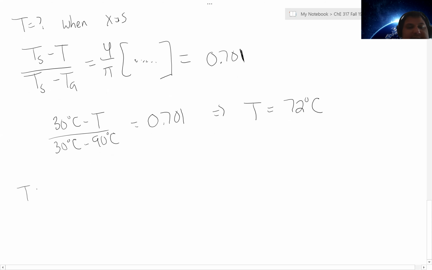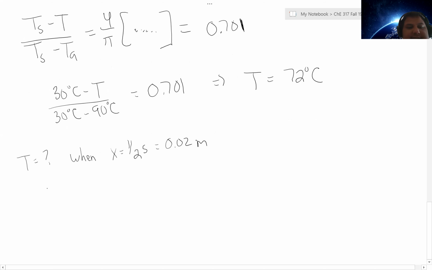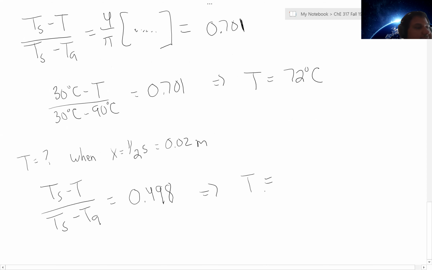The next temperature I'm looking for is when x equals 1/2 S, or 0.02 meters, since S was 0.04 meters. Solving for this, I get a value of approximately 0.498, which, plugging in the values, gives me a temperature of approximately 60 degrees Celsius. So after 3 minutes, the center temperature has fallen to 72 degrees, and halfway from the surface to the center shows 60 degrees.